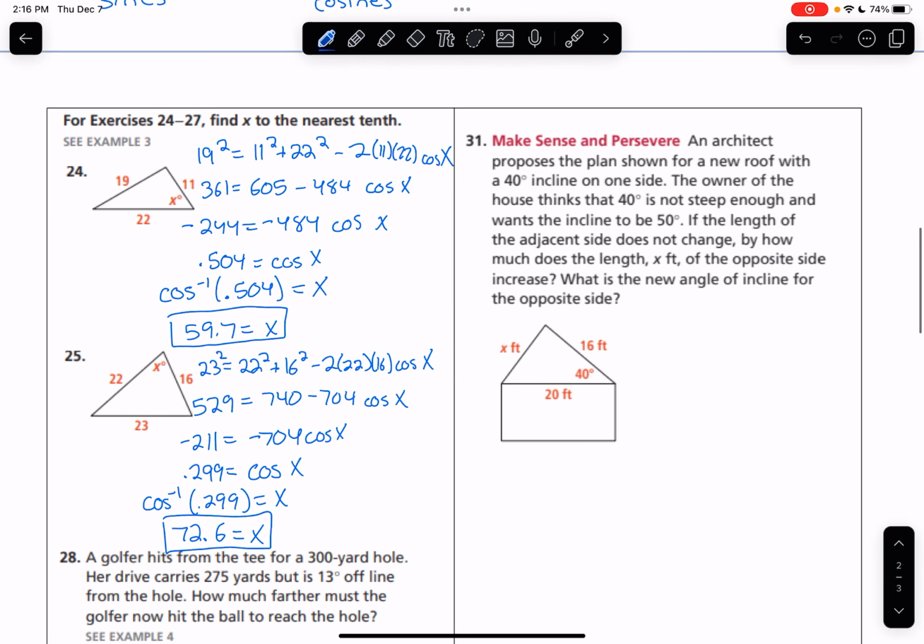Number 31. An architect proposes the plan shown for a new roof with a 40-degree incline on one side. The owner of the house thinks that 40 degrees is not steep enough and wants the incline to be 50 degrees instead of 40 degrees right here. If the length of the adjacent side does not change, by how much does the length x feet of the opposite side increase? What is the new angle of incline for the opposite side?